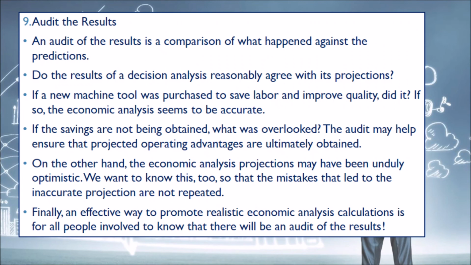Step 9. Audit the results. An audit of the results is a comparison of what happened against the predictions. Do the results of the decision analysis reasonably agree with its projections? If a new machine tool was purchased to save labor and improve quality, did it? If so, the economic analysis seems to be accurate. If the savings are not being obtained, what was overlooked? The audit may help ensure that the projected operating advantages are ultimately obtained.